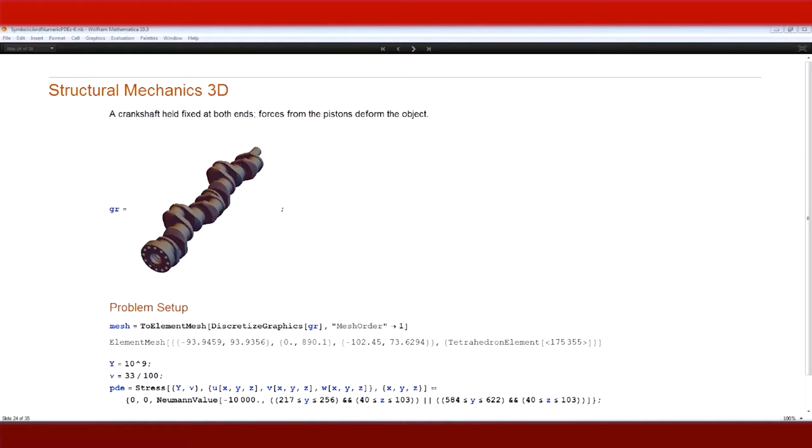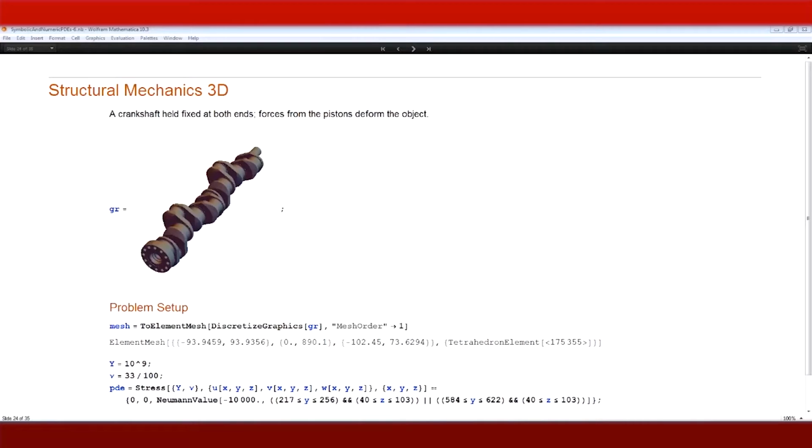Let's look at the 3D structural mechanics problem. We have a graphics of a crankshaft. That crankshaft is held fixed at both ends, and forces from the piston deform the object. The problem setup: we first use DiscretizeGraphics to convert the graphics into something that ToElementMesh can then generate an element mesh from. The mesh order is set to 1, and this says that the approximation is first order accurate. This generates a mesh of 175,000 tetrahedra.